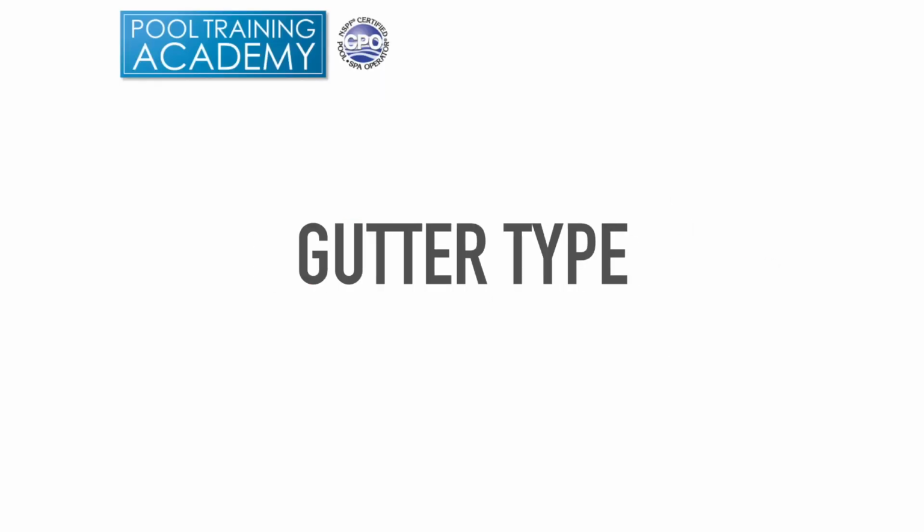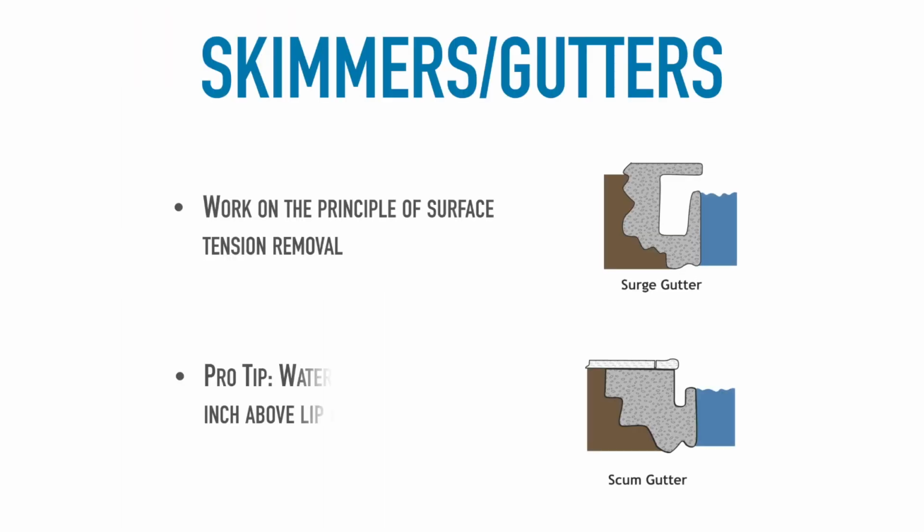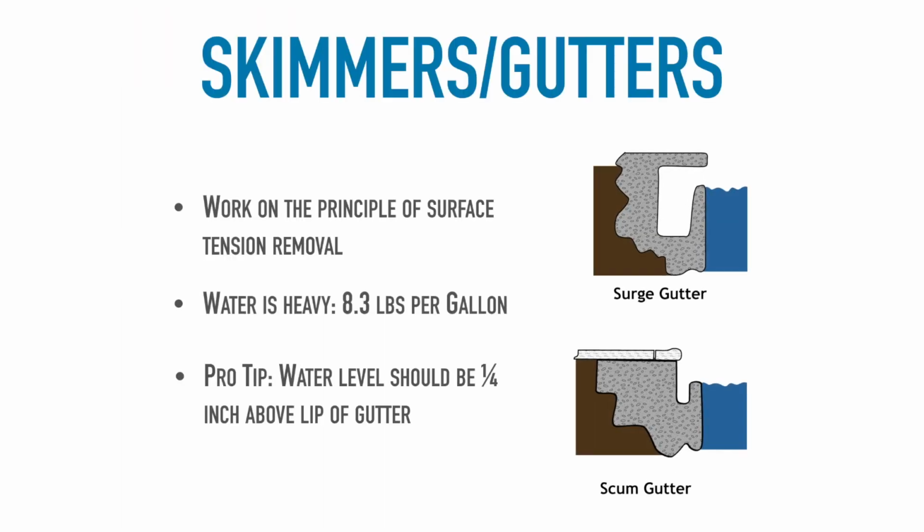First, there is the gutter type. The gutter type skimmer works on the principle of surface tension removal. Essentially, what this looks like is a gutter on the side of your house. If you keep your water about 1/4 of an inch above the lip on that gutter, the water will just slowly splash over the side of the gutter, run down the gutter, and into a large surge or holding tank. In that surge or holding tank, that's where the actual circulation begins.